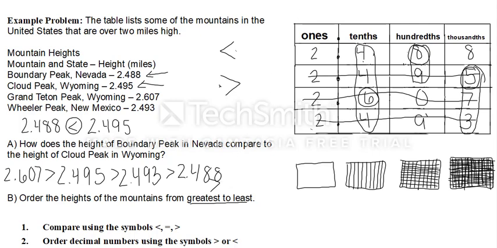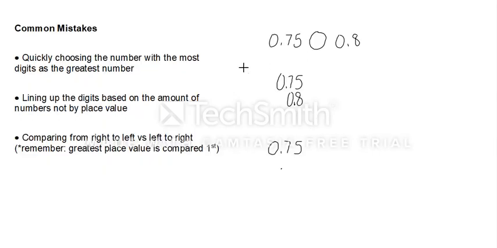So now let's go ahead and talk about our common mistakes. Common mistakes that I see are students choosing the number that has the greatest amount of digits. I see this has 2 digits, this has 1, so some students will say this one must be larger, so let's go ahead and have it greater than. In fact, that is not the case. It's like this, 75 cents versus 80 cents. So you don't want to do that.